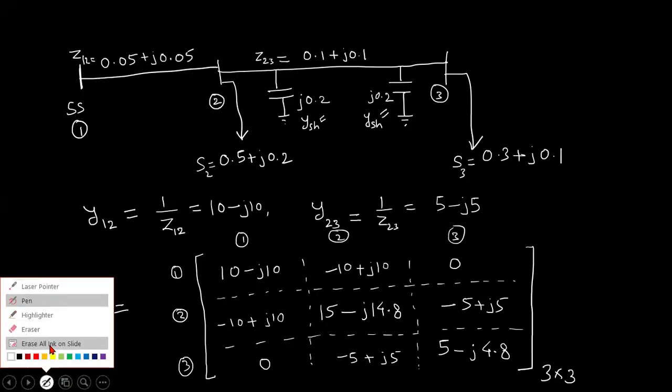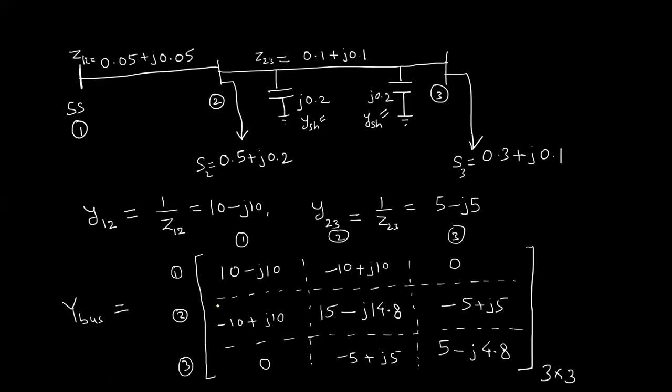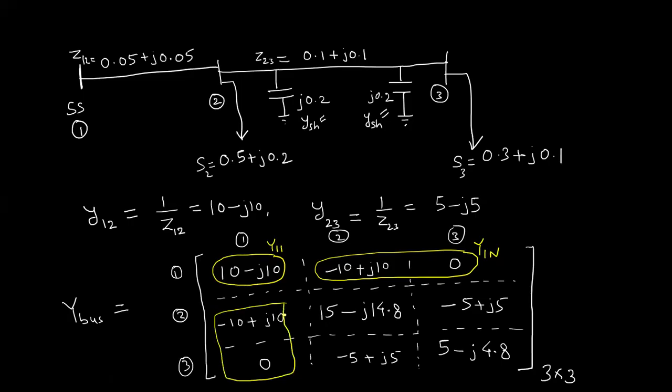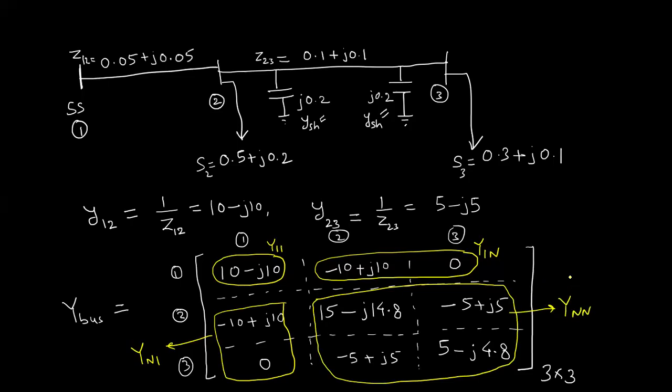Now the next thing is to partition this into four. The substation we separate out. So this is our Y11. This part we call Y1n. Then this component we treat as Yn1, and this remaining partition we call Yn. So we constructed the Y bus and partitioned it.